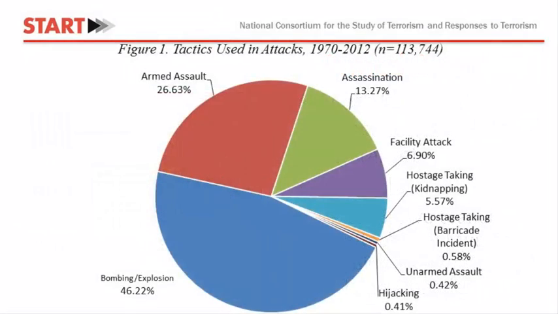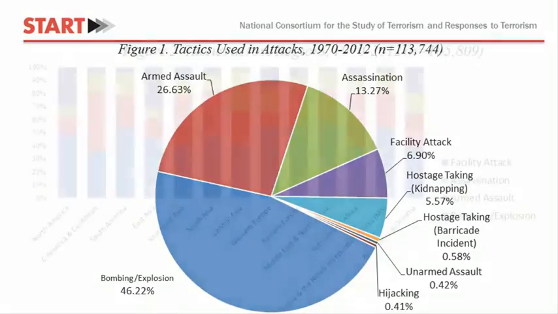The next most common tactics shown in the last figure are assassinations, followed by facility attacks. If we take them together, bombings, armed assaults, assassinations, and facility attacks account for 93% of all attacks in the GTD between 1970 and 2012, so by far the great majority.